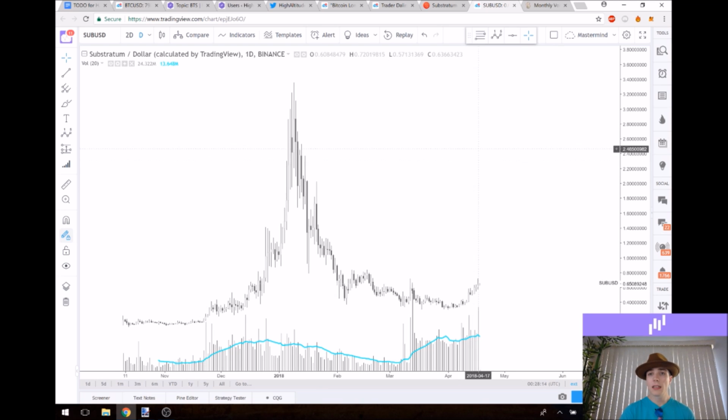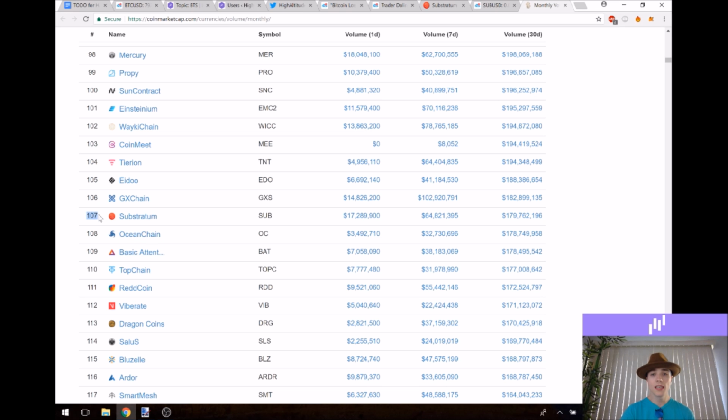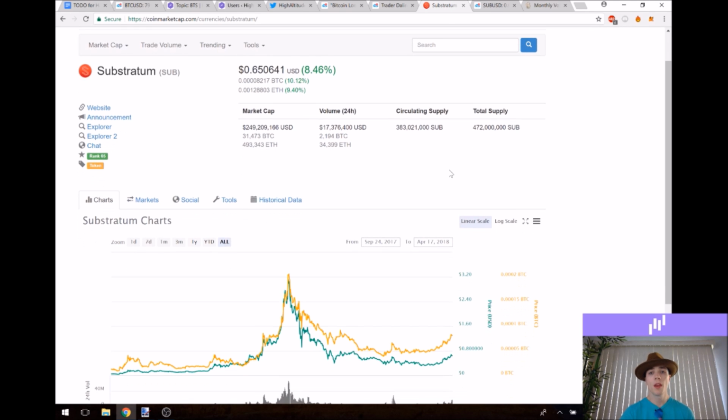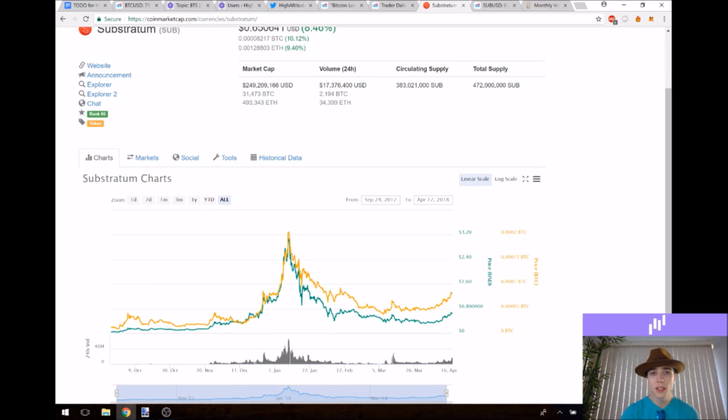Firstly, one technical aspect of this coin is that we are 107th in monthly volume. That means over the past 30 days, this has had about 179 million US dollars. So that's pretty good for a 30-day, one month volume. That's, like I said, 107th in the monthly volume rankings. We have a circulating supply of 383 million Substratum and a total supply of 472 million Substratum. Current market capitalization is just under 250 million, at 249.